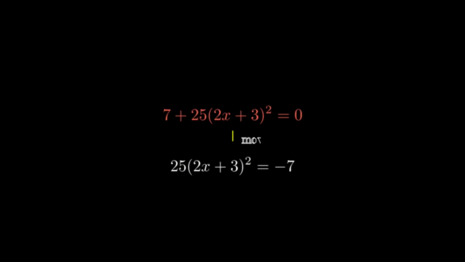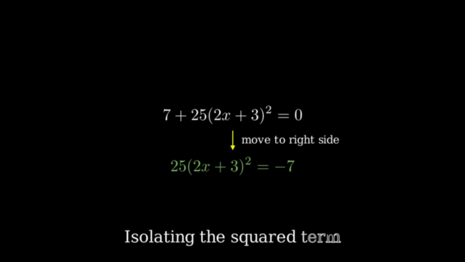Notice that when we move a term from one side of the equation to the other, its sign changes. The positive 7 on the left becomes negative 7 on the right. This is because we're performing the same operation to both sides of the equation, subtracting 7. Now we have 25 times 2x plus 3 squared equals negative 7. The squared term containing our variable is isolated on the left side, which makes it easier to proceed with solving for x. This step of isolating the squared term is crucial for solving quadratic equations in this form. It allows us to more easily apply the square root property in the next steps.